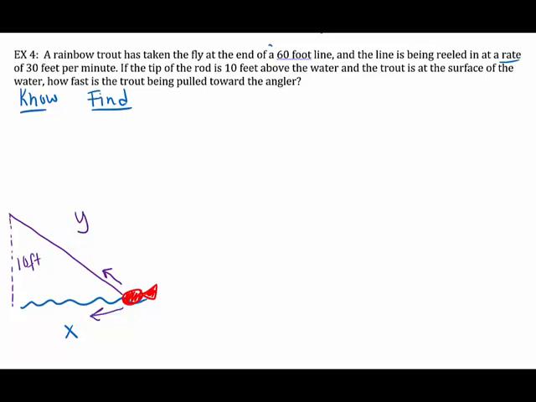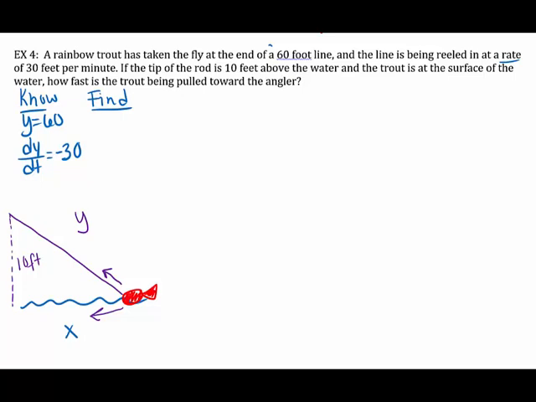Okay, so now I'm ready to list what I know and what I want to find. So the trout is at the end of a 60-foot line. So that's what we called y. So y is 60 feet. The line is being reeled in at a rate of 30 feet per minute. That's my derivative, dy/dt. I'm actually going to call it negative 30 because the length of the line is getting shorter. It's being reeled in, so it's decreasing instead of increasing.